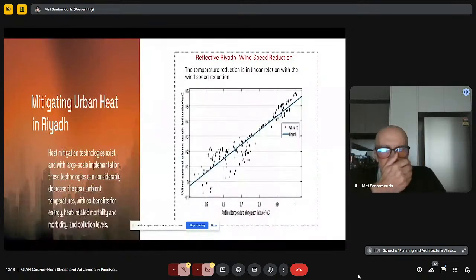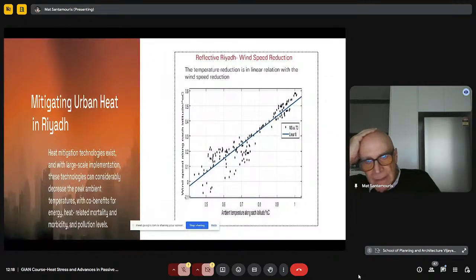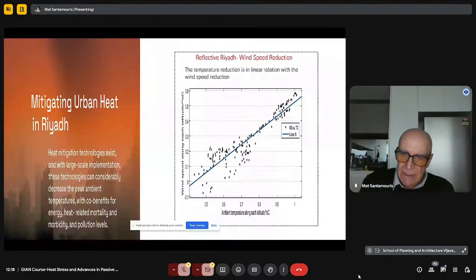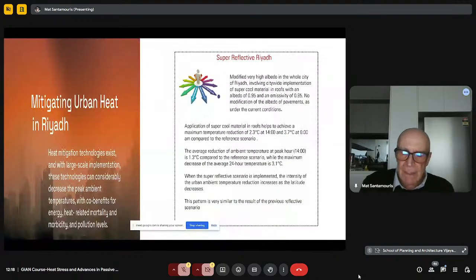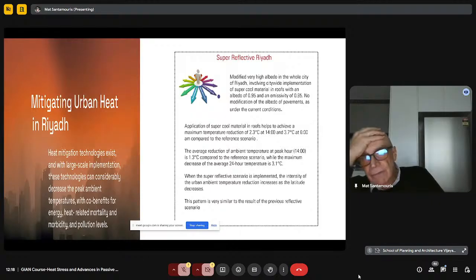And there was a very clear association between the temperature reduction and the wind speed, almost a linear relation. So the higher the wind speed along its latitude, the higher the ambient temperature for its grid. So this is the potential of the conventional materials.